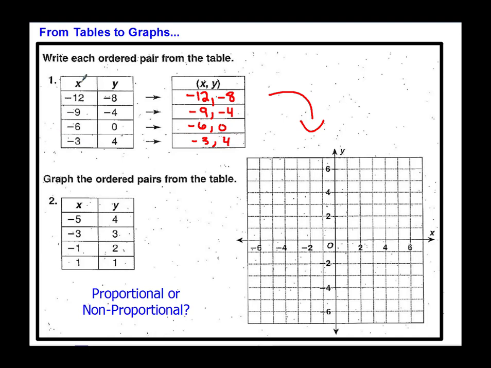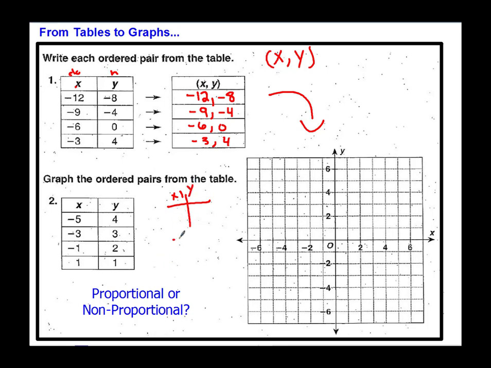Even if these weren't labeled, and it was, I don't know, dogs and hours, you know that the first column is always X and the second column is Y. So then you would just graph them just like that. X always goes first and Y goes second. So let's do the same thing here. Let's do our X and our Y as points.